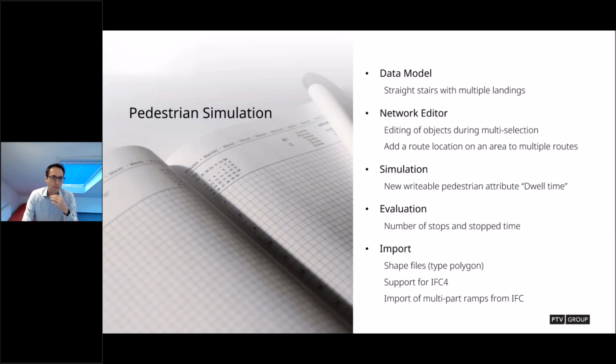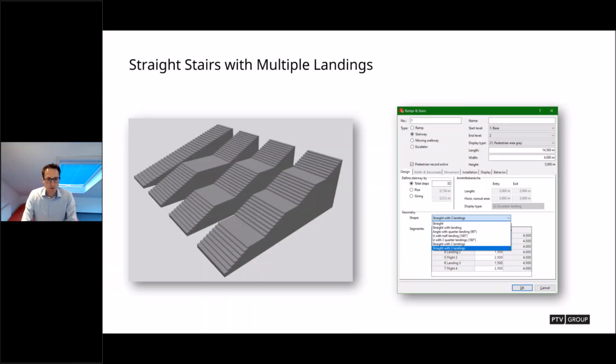Now switching to the pedestrian simulation. The first one is these different stairs with landings, which often exist in stations. Previously, you would have to add a ramp, stairs, then an area, another one, and so on. It continues, quite difficult to model. Now directly in the ramp and stairs, you can select the different shapes, for example the straight with 3 landings, and you can enter the geometries of that. So what is the distance here, here, and it's quite convenient to just add these stairs with multiple landings.